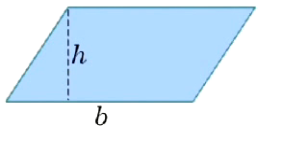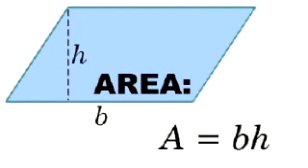To find the area of the shaded parallelogram, just multiply the base of the parallelogram by its height. So the formula is A equals B times H.